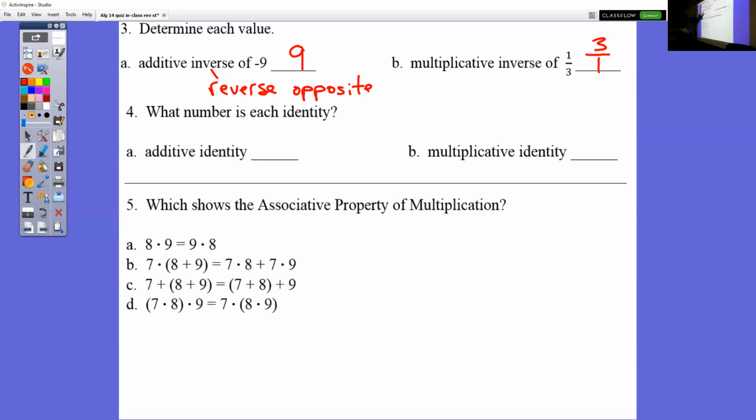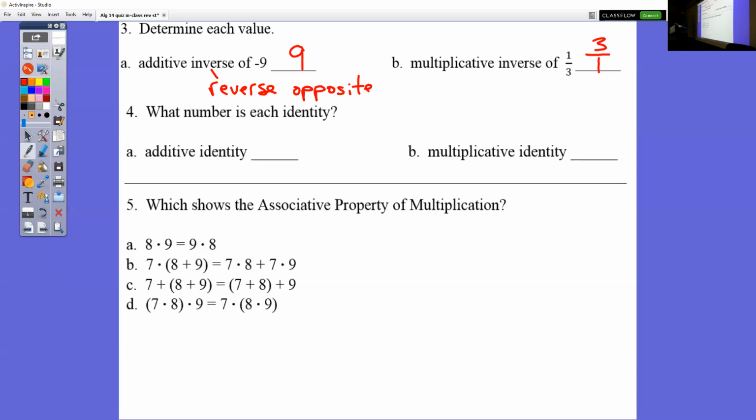In question number 4, what number is each identity? What is the additive identity? And what is the multiplicative identity? Remember, your identity is yourself. So what can you add by to get yourself? What can you multiply by to get yourself? Go ahead and try number 4, please.